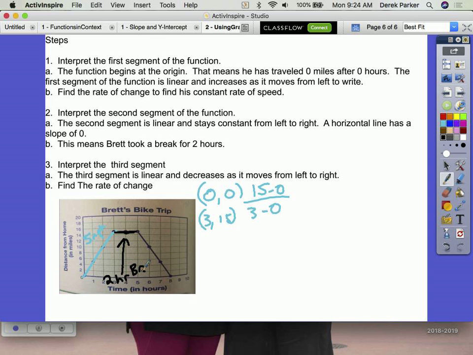Interpret the third segment. The third segment is linear and decreases as it moves from left to right. So he started at 5, 15, and ended at 8, 0. 0 minus 15 divided by 8 minus 5. I get negative 15 over 3, which would end up being negative 5.